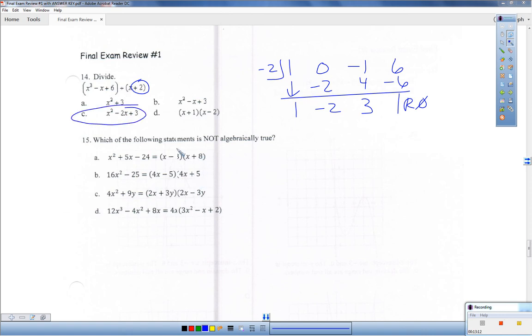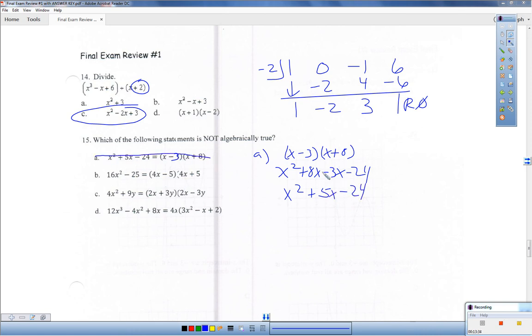And then last one, number 15, it says, which of the following is not algebraically correct? Well, it's hard to see, but this is supposed to be a 3. What I'm going to do is I'm just going to go through and do each answer. So for A, it's (x minus 3)(x plus 8). So this looks like a FOIL problem. So I'm going to do x squared plus 8x minus 3x minus 24. That gives me x squared plus 5x minus 24. Well, that's sure enough true.